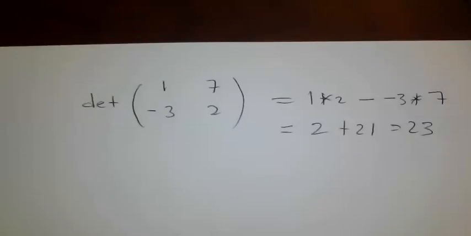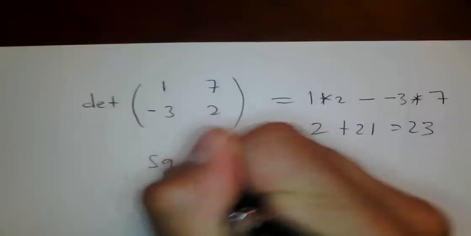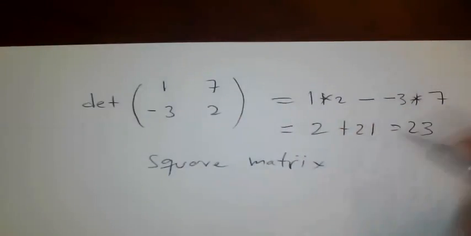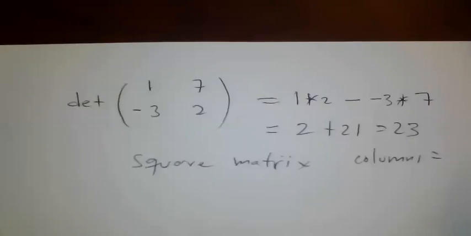Now, what about matrices of other sizes? Well, we can only compute the determinant of a square matrix. A square matrix is one that has the same number of columns as rows. So that's a square matrix.